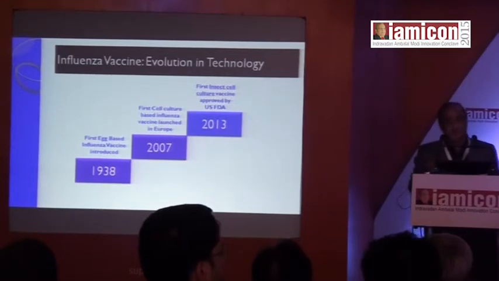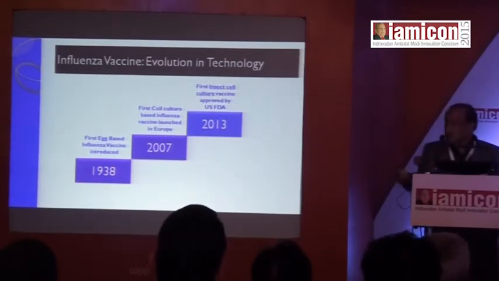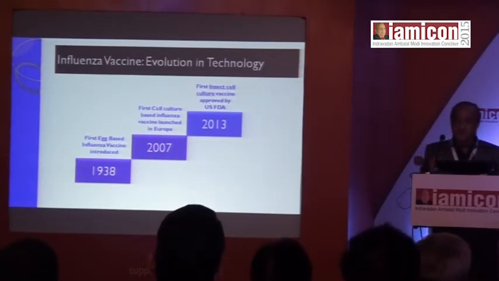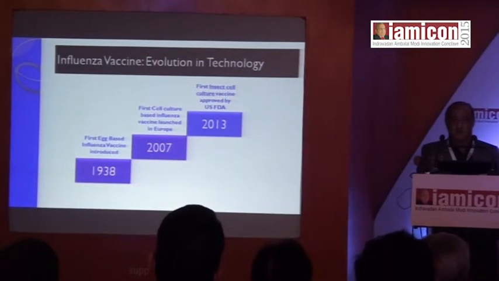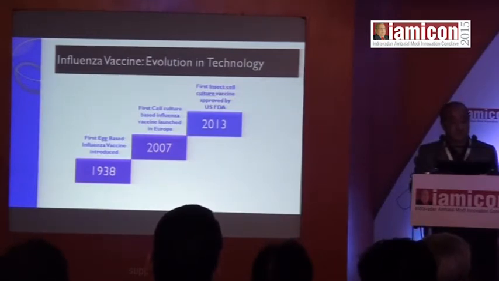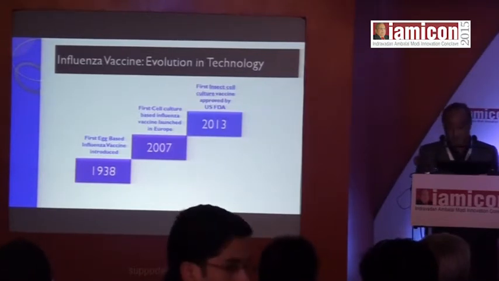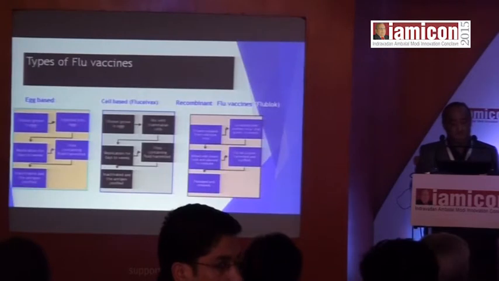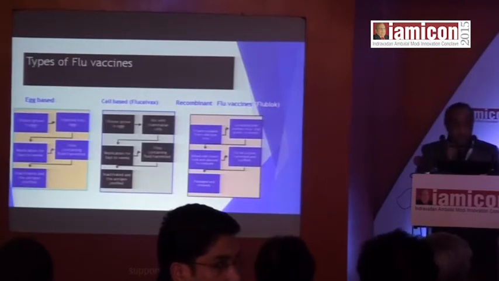Parallel to this, there was an advancement in technology. Earlier, there used to be vaccines that were made in egg embryos or chicken embryos, the egg-based vaccine. Subsequently, in 2007, the first cell culture-based vaccine was launched, and in 2013, the first insect cell culture vaccine was approved by the FDA. I'm not sure whether you'll be able to see it.